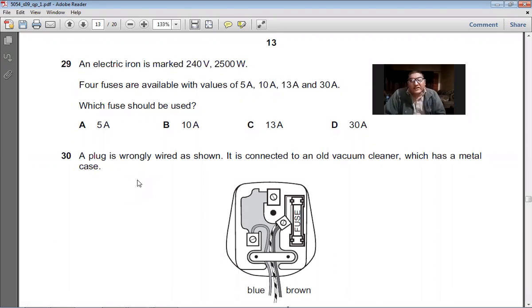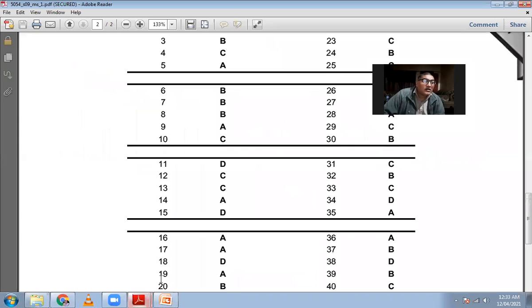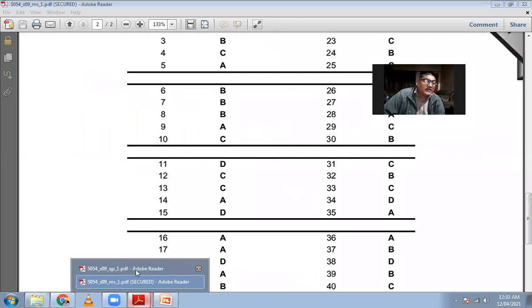Because the current is 10.42 ampere, the fuse should be more than this. So the fuse can be, I think, 30 ampere. Question number 29, C is the right option, sir.